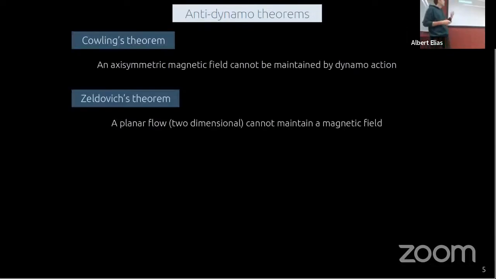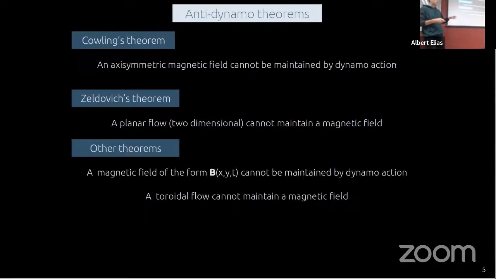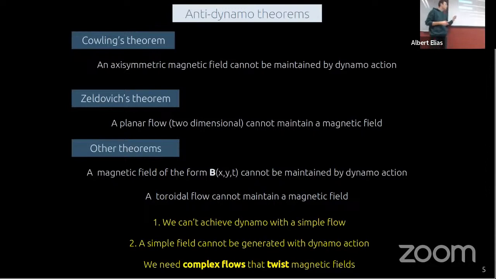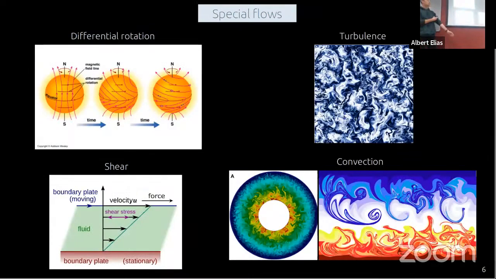What are those? There are some theorems that state where there cannot be a dynamo. Some of them say that an axisymmetric magnetic field cannot be maintained, so you cannot have a pure dipole. Or that a planar flow in two dimensions cannot create a magnetic field. And there are some others, which always state the same, that we cannot achieve dynamo action with a simple flow, and a simple magnetic field geometry cannot be generated by dynamo action. So we need complex flows that twist and fold the magnetic field. And which kinds of flows are there?